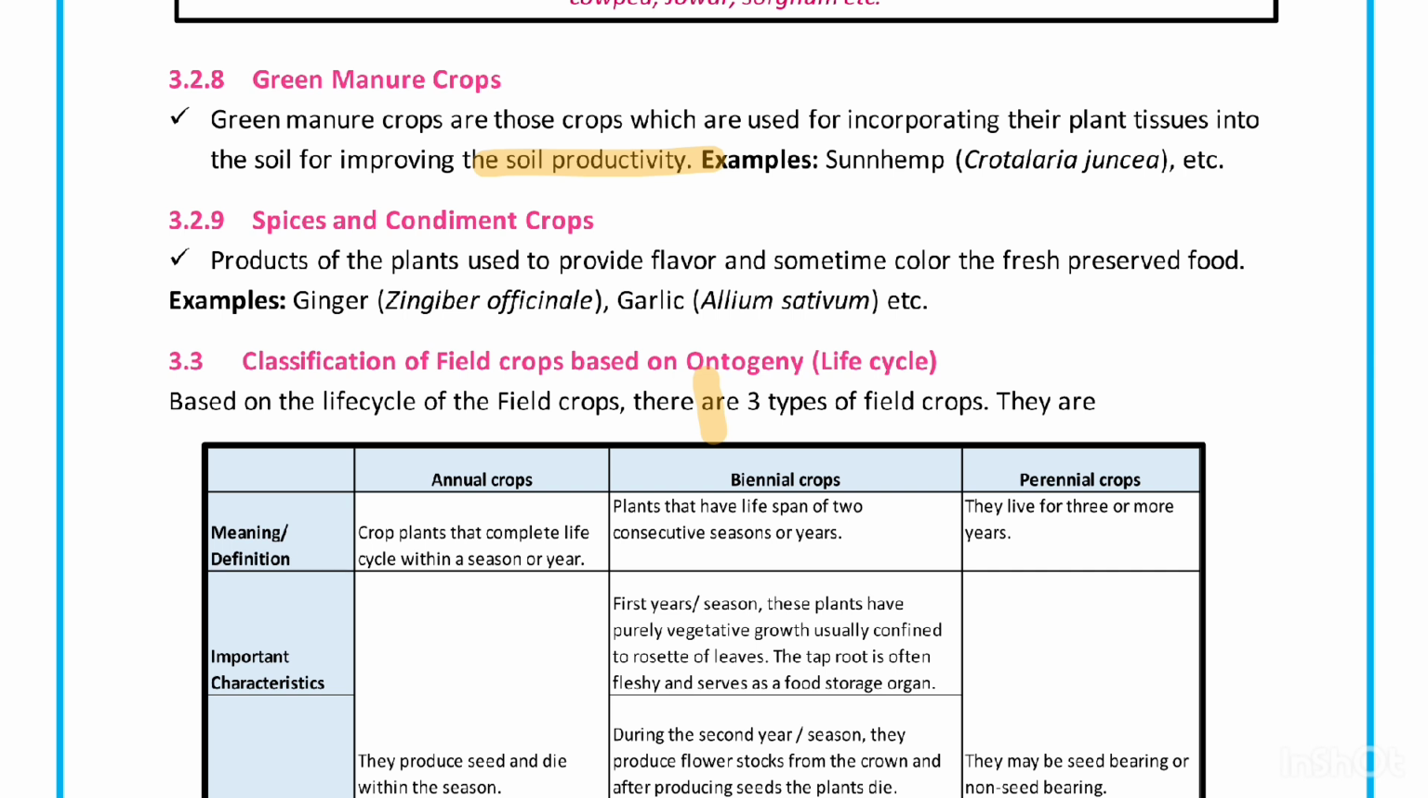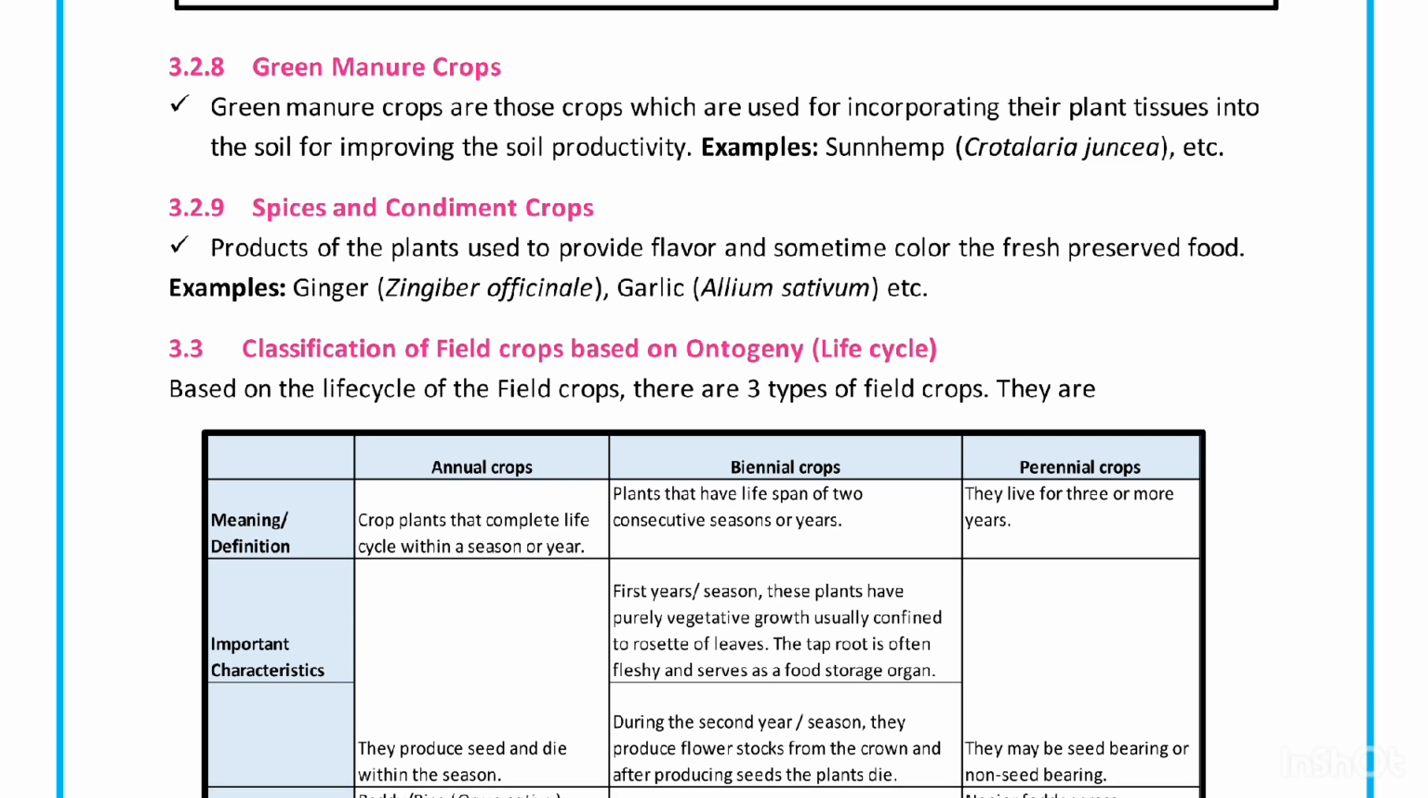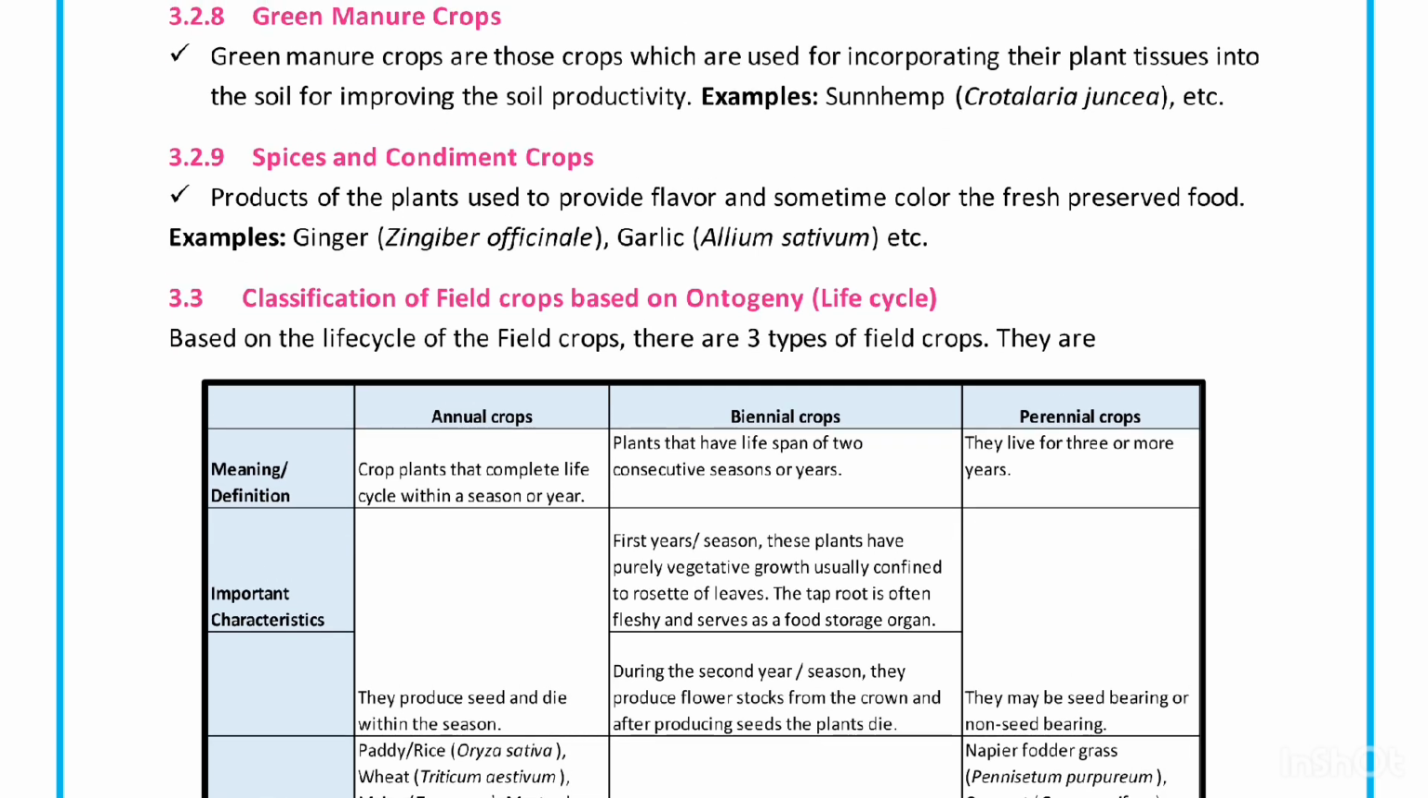Farmers grow these crops for the purpose of incorporating them before flowering. Before they set flowers, the farmers cut these crops and incorporate them into the soil. After decomposition, these crops lead to an increase in the productivity of the soil due to the rich nitrogen and nutrient content. Such crops used for this purpose are known as green manure crops. Green manure crops are those crops which are used for incorporating their plant tissue into the soil. Examples: sunhemp and dhaincha. These are very good green manure crops that can be incorporated into the soil for increasing soil productivity.